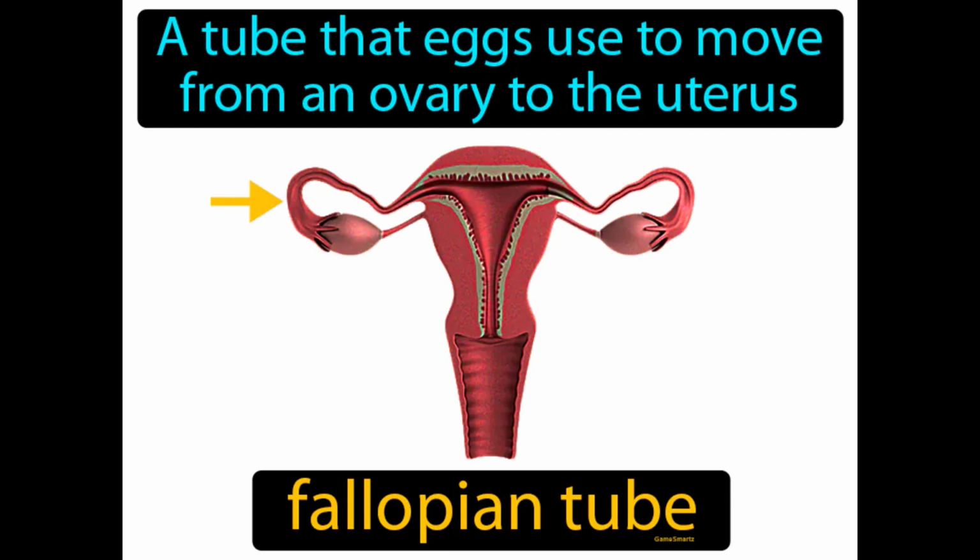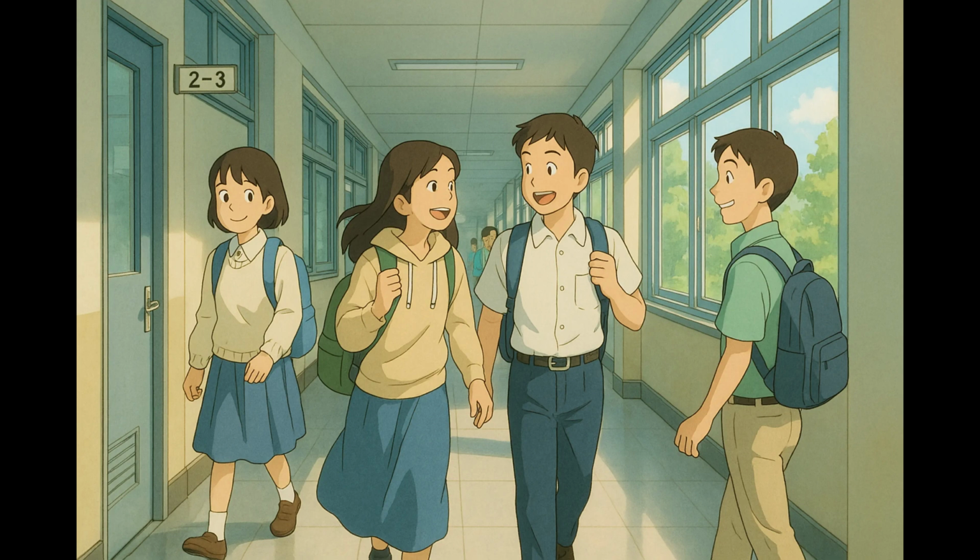A tube that eggs use to move from an ovary to the uterus. Fallopian tube. It is a small passage in a woman's body where eggs travel to reach the uterus. Imagine trying to navigate a crowded hallway to get from one classroom to another.